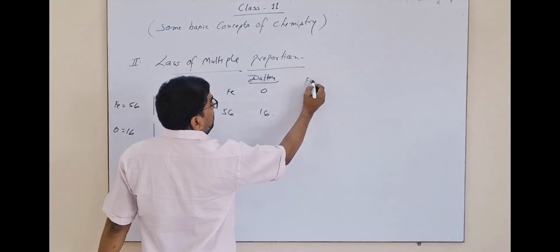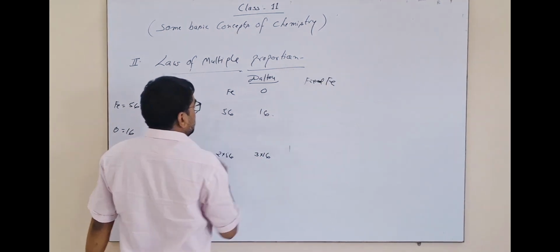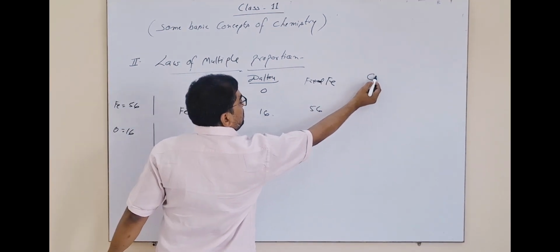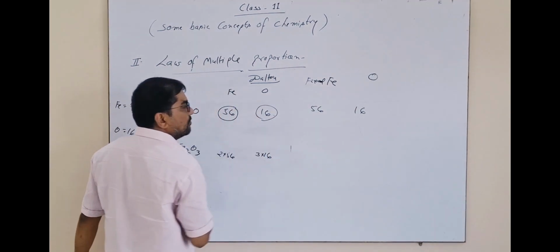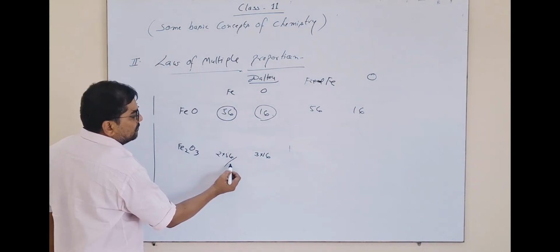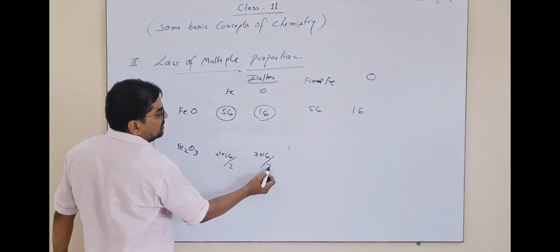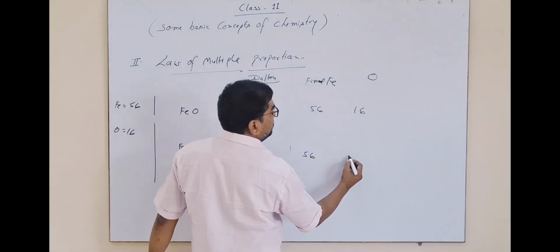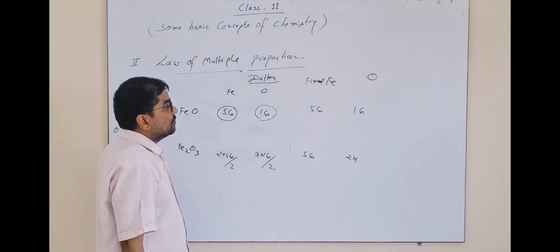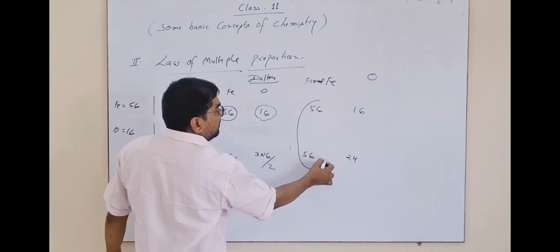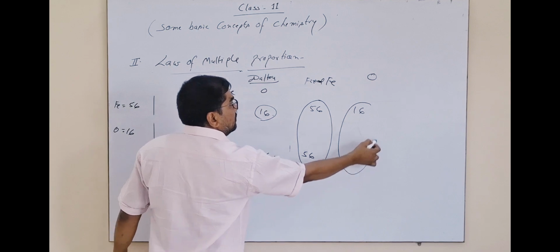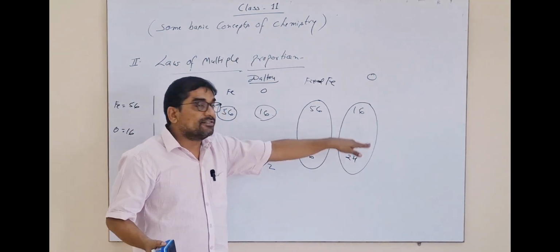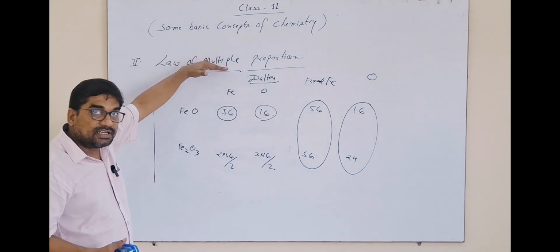Now the fixed value of iron, this is the minimum value 56. Putting this value here, the oxygen value will be 16 as mentioned here. Since the fixed value 56 is divided by 2, here oxygen will also be divided by 2. So it will become 56 and this will become 24. Fixed value of iron reacts with variable value of oxygen, resulting in the simple whole number ratio among masses of oxygen. This is called law of multiple proportion.